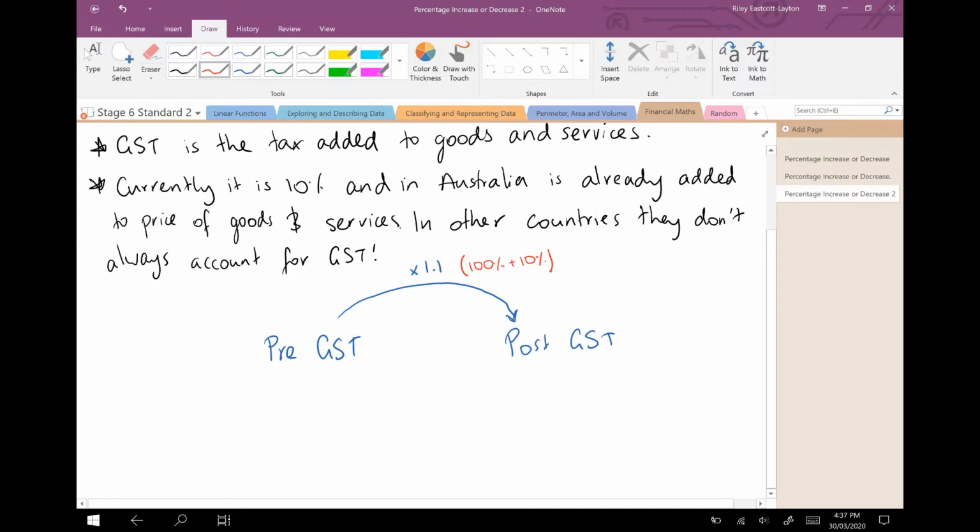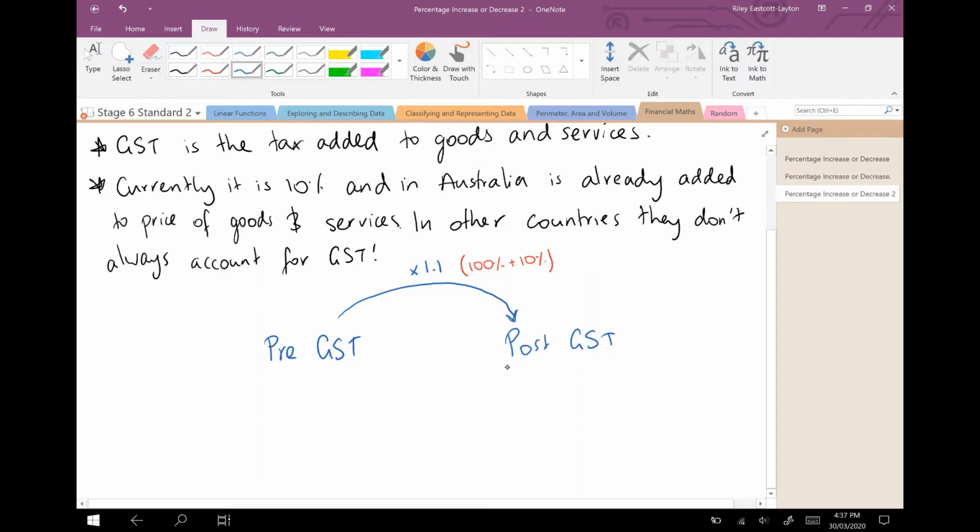So let's say the object that we want to buy is a new pair of shorts, and the value of those shorts before GST is added is, let's say, $7. The shop who needs to pay GST needs to factor that into their price. So they're going to add 10% on. 10% of $7 is 70 cents. So post GST, after GST has been added, that pair of shorts would be $7.70.